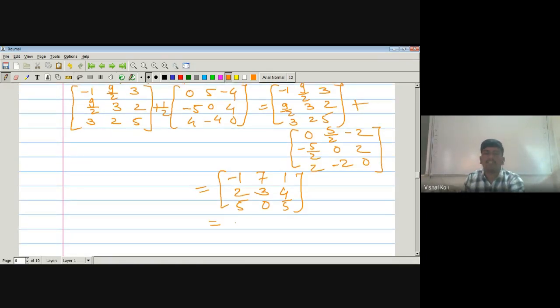A. So here we have taken P plus Q and which is equal to A. Therefore A can be expressed as a sum of symmetric and skew symmetric matrix. This will be a symmetric and this is nothing but skew symmetric.